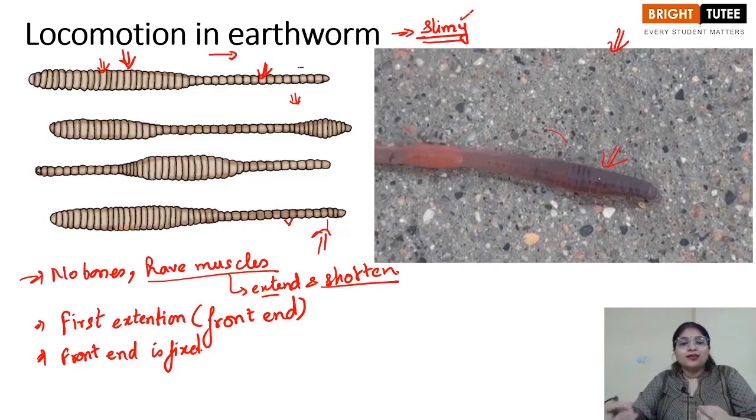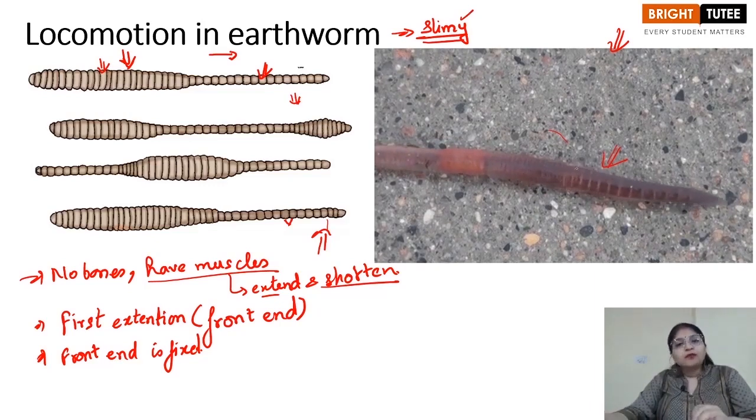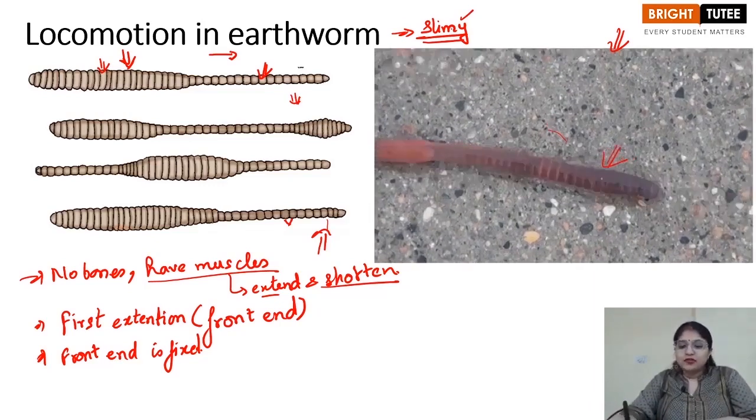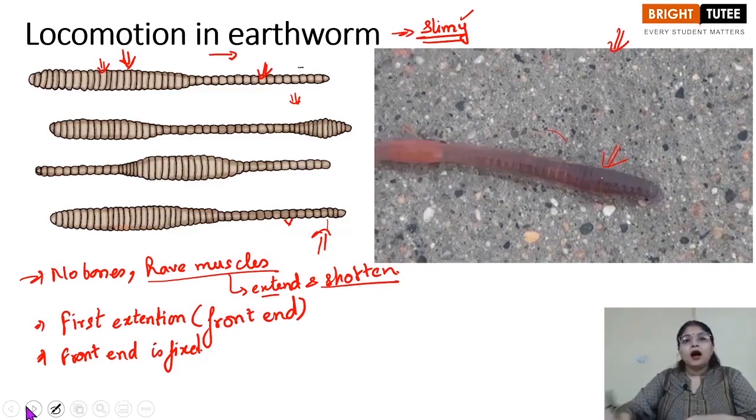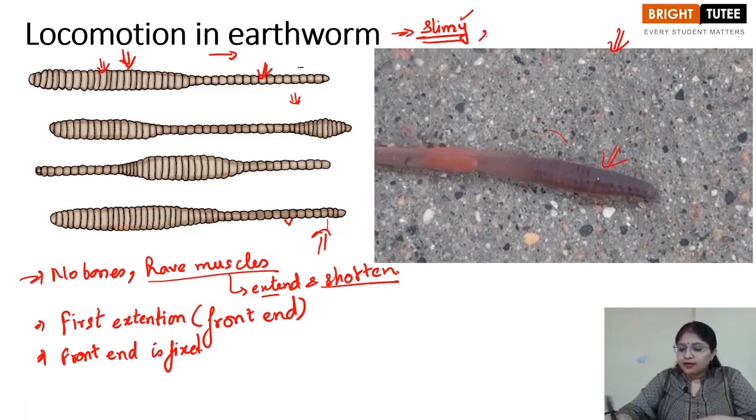So we know that soil is a rough surface. It also might have small pebbles which might cause harm to the body of the earthworm. But this slimy substance which is secreted by the body helps in the movement, and also protects the fragile skin of the earthworm. Under its body, it also has a number of tiny bristle-like structures.